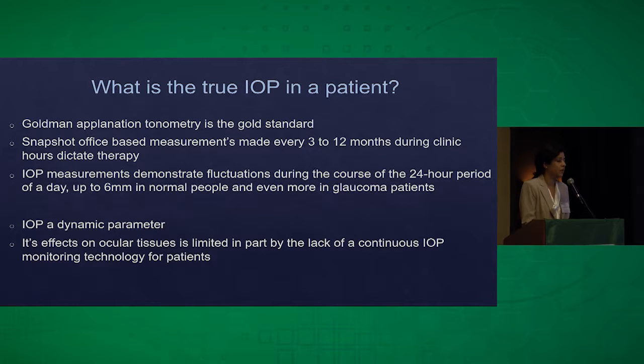In spite of widespread knowledge in the literature that IOP is not a static parameter, rather it demonstrates fluctuations, and if measured over a period of 24 hours, it can fluctuate up to 6 millimeters in normal people and much more in patients with glaucoma. Intraocular pressure is thus a dynamic parameter. It has a circadian rhythm, and we don't know its true effects on ocular tissue because of the lack of continuous monitoring technology for patients.